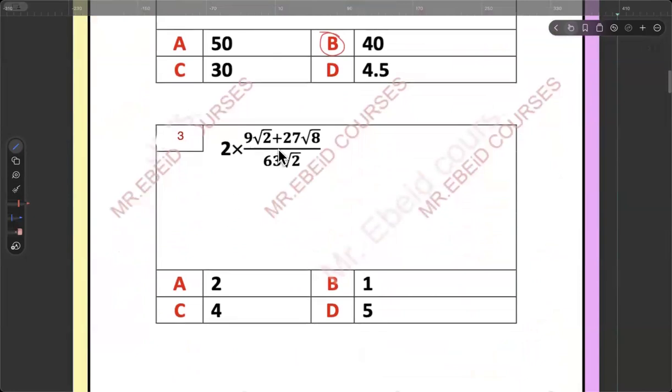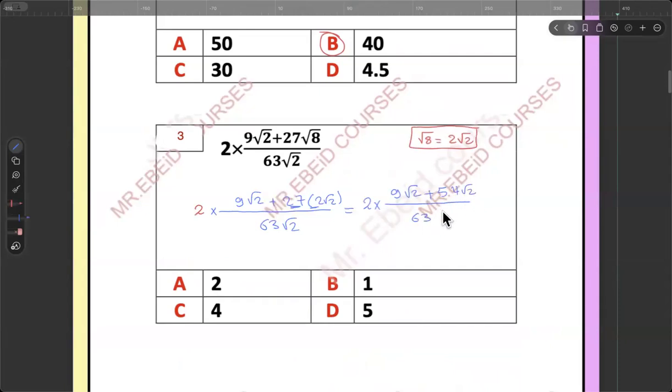2 times 9 root 2 plus 27 root 8 over 63 root 2. We have a hint here. We have root 8, which equals 2 root 2. So we can put in the place of root 8, 2 root 2. So we can write it as 2 times 9 root 2 plus 27 times 2 root 2 over 63 root 2. Now we have 27 times 2, which equals 54. So we have 2 times 9 root 2 plus 54 root 2 over 63 root 2.